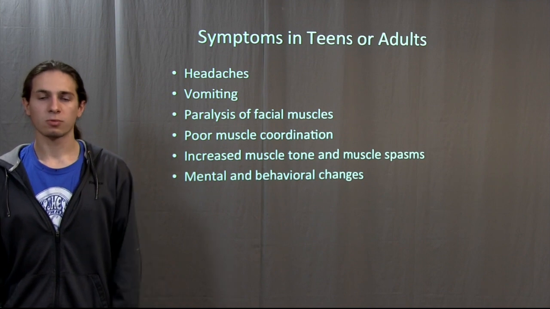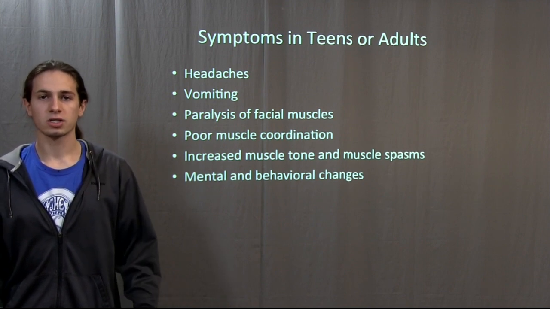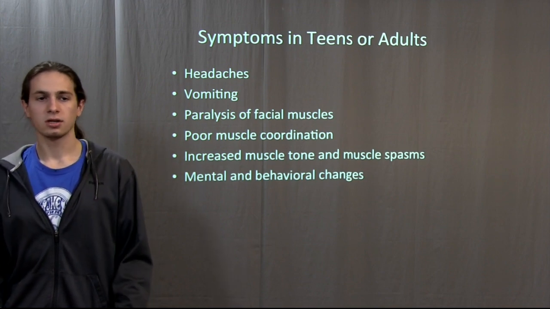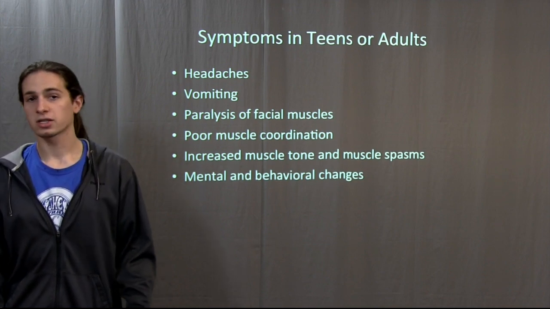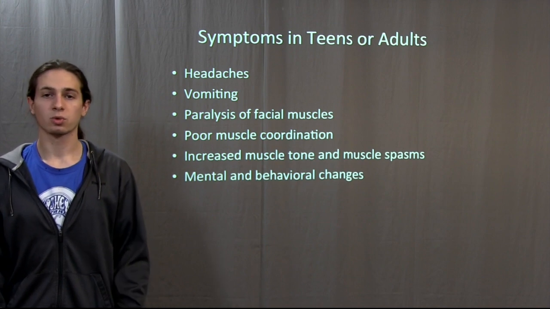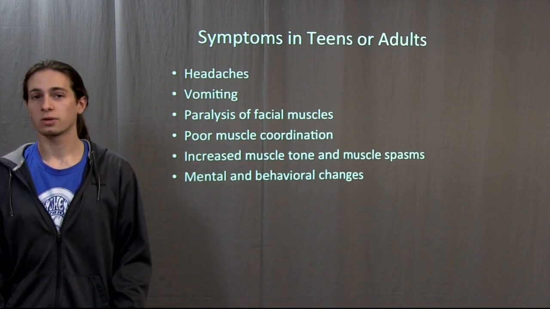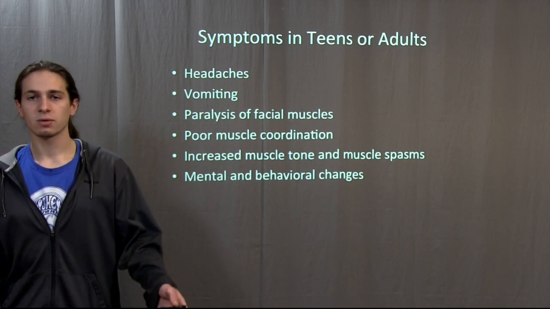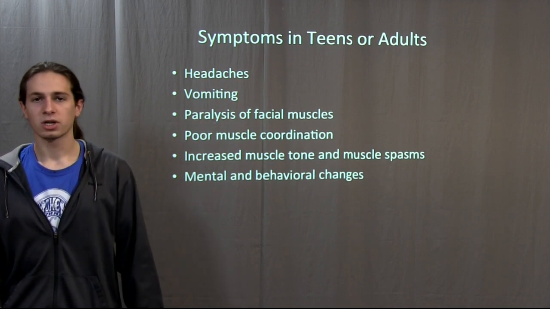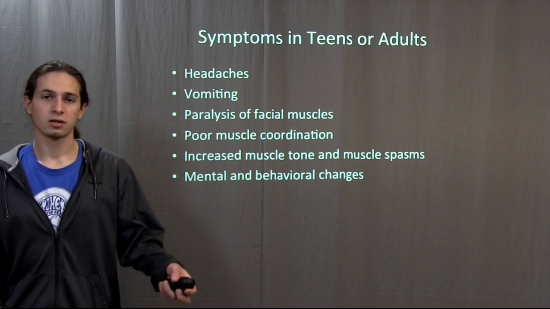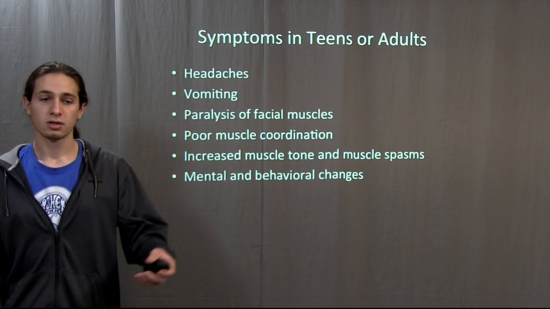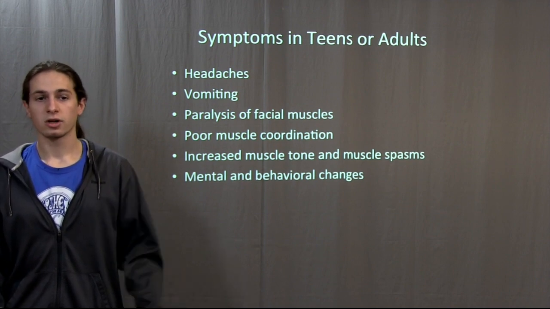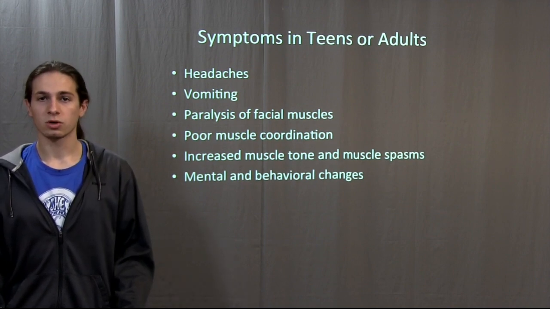Now, for the small percentage of cases that don't show any signs until they are teens or adults, you'll see headaches, vomiting, paralysis of facial muscles, poor muscle coordination, increased muscle tone and muscle spasms, and certain mental and behavioral changes. And these symptoms are less severe, but it is most likely because the disorder itself is less severe, as seen by the fact that it hasn't been shown until they're in their teen years or adult years.